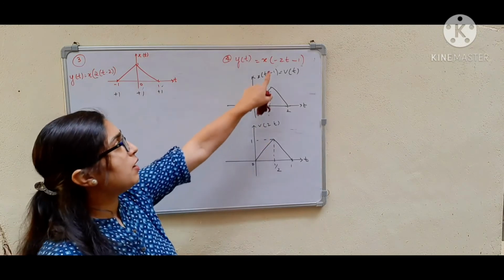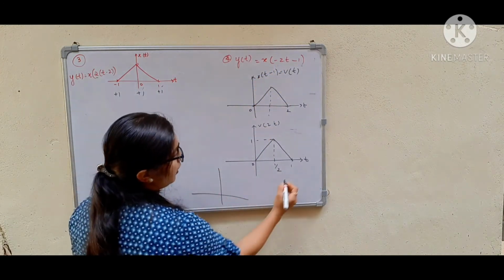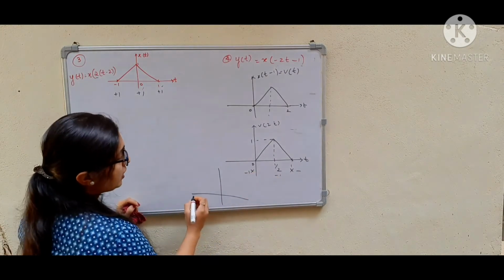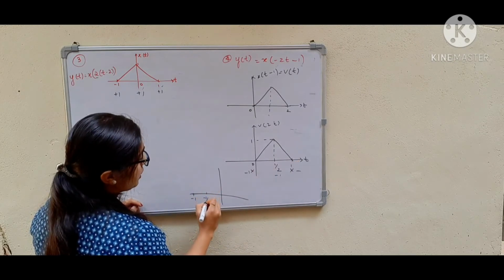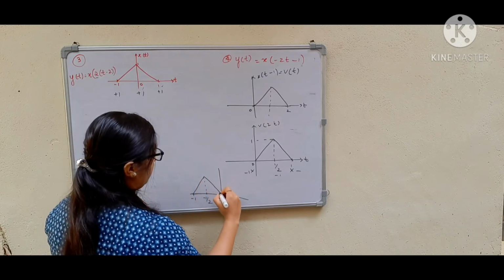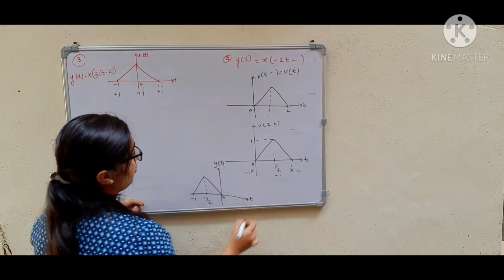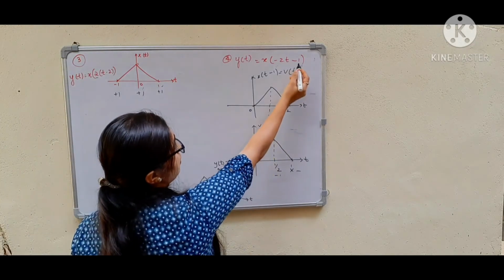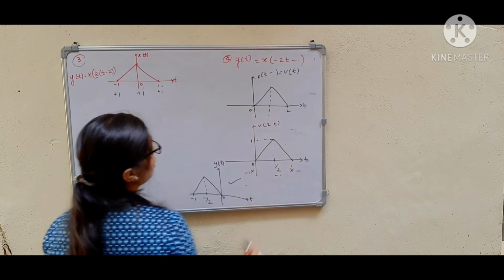Next, you have the reversal also here. The reversal means it will be multiplied by minus 1, right? So you will be getting this at minus 1, here at minus 1 by 2, then at 0. This will be your y of t. First shifting, then scaling on this signal, then reversal on this signal.